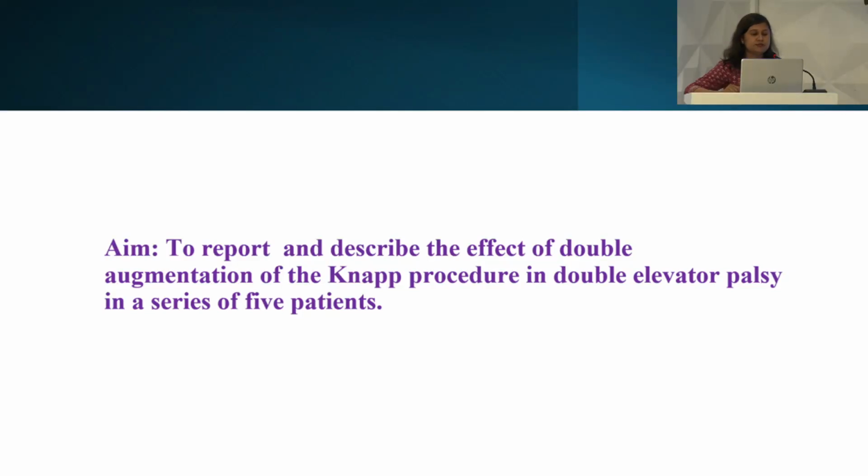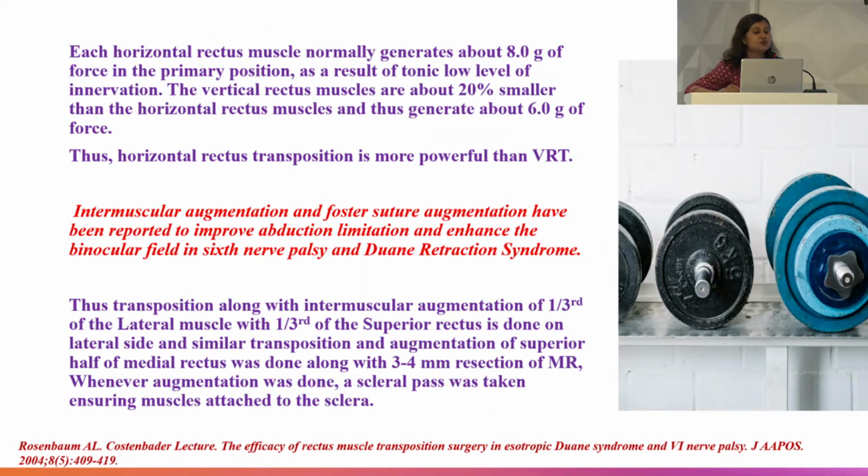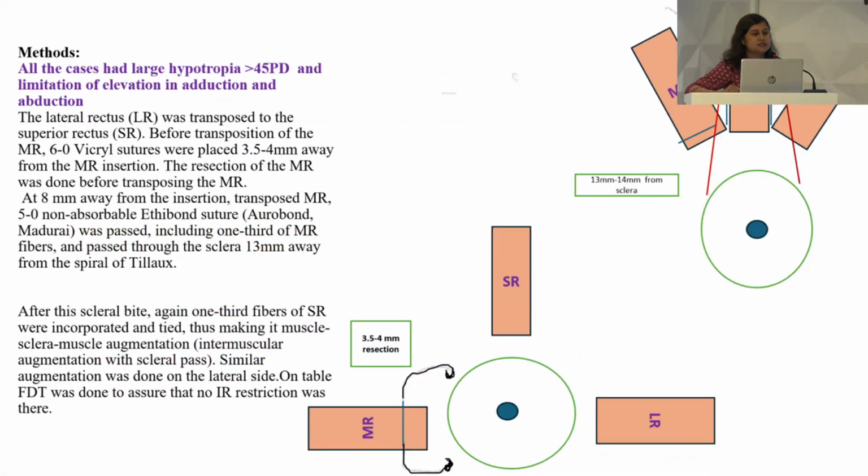So the aim of the study was to report and describe the effect of double augmentation of NAP procedure in double elevator palsy in a series of 5 patients, and whenever the angle is more than 35 prism diopter of hypertropia, augmented NAP procedures are usually advocated. Horizontal rectus transposition, as we know, is always more powerful than vertical rectus, and studies have been reported where intermuscular augmentation and Foster suture augmentation not only improve the abduction limitation but also enhance the binocular field in sixth nerve palsy and Duane retraction syndrome. So a similar concept was used in these studies.